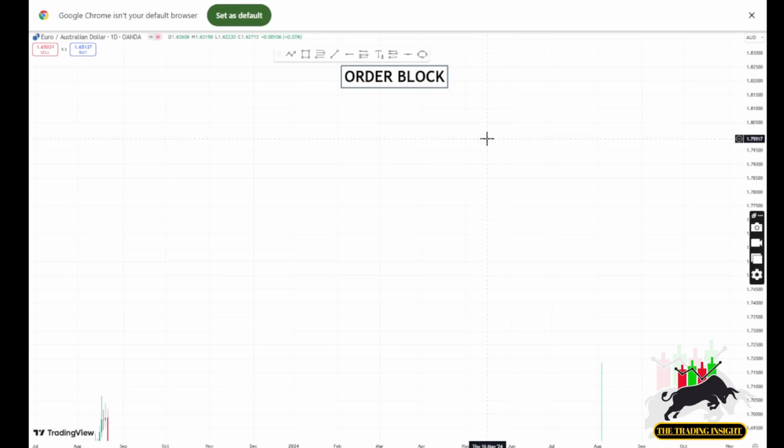So order blocks are zones where the institutional traders leave their footprint in the market. They are big zones which price would always come back to play around. Those institutional traders will always come back to those zones to take out those zones and to also mitigate those zones. So I'm going to take you guys through examples of order blocks.